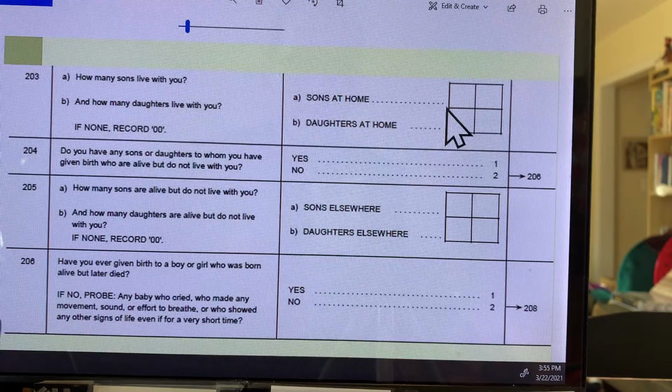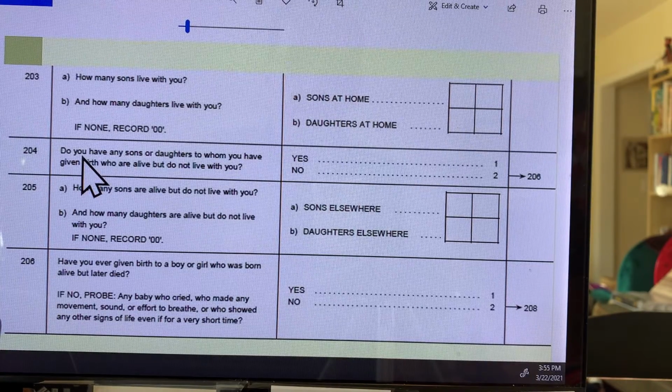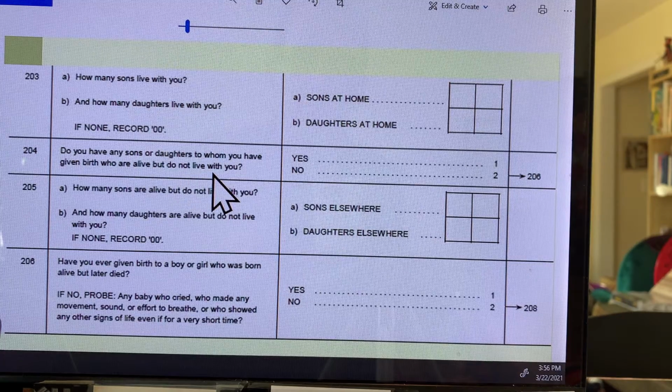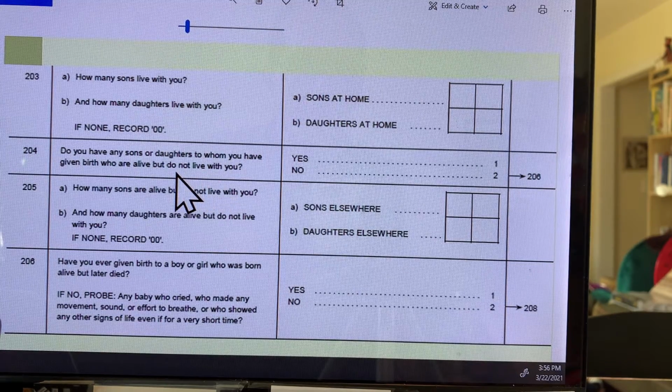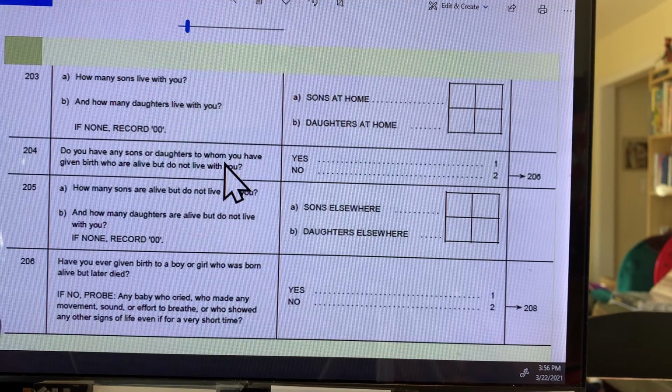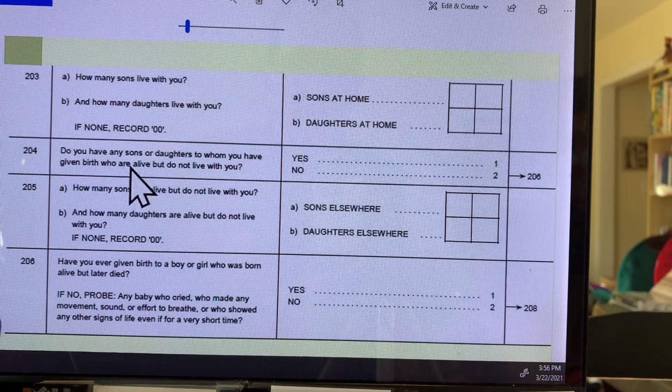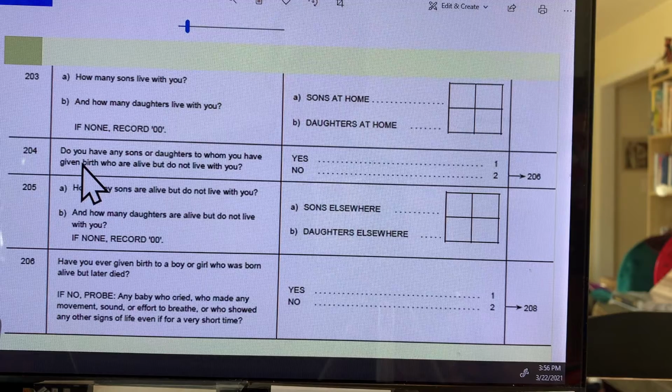Okay, now they are differentiated. Here, it's followed by, do you have any sons or daughters to whom you have given birth who are alive but do not live with you? Now, look at another thing we are watching here. It's like you're almost repeating the previous concept, that sons, okay? But here, it's very clear that you're saying you gave birth, they are alive. So this is obviously for mothers, as you can see, but do not live with you.